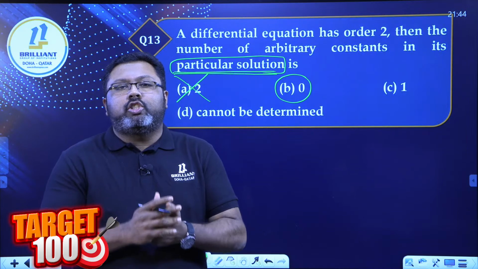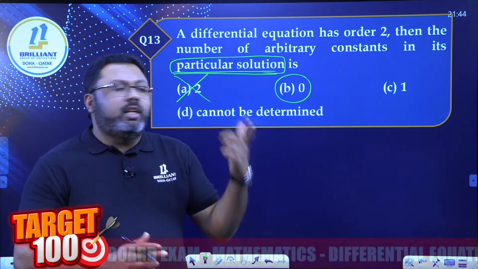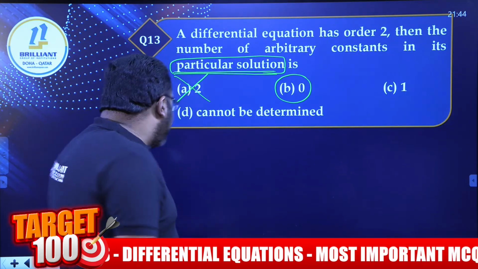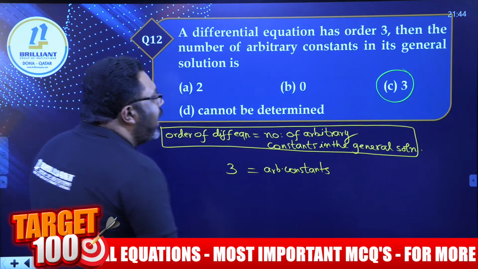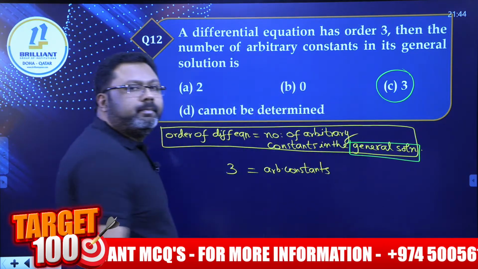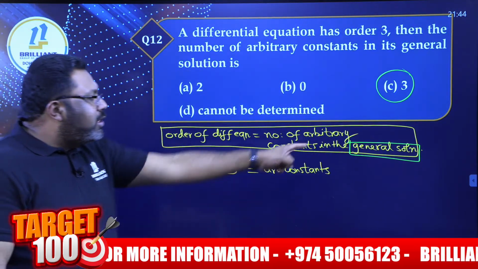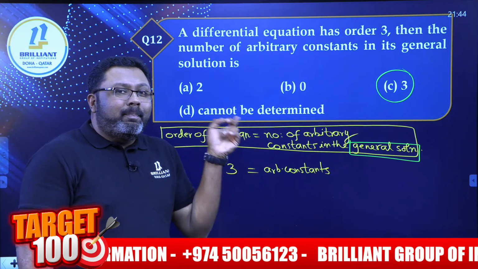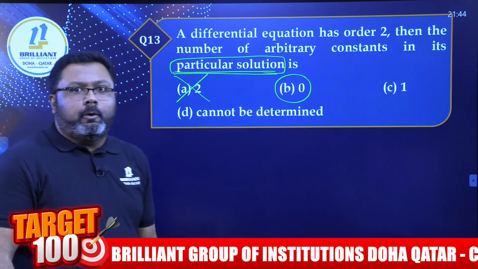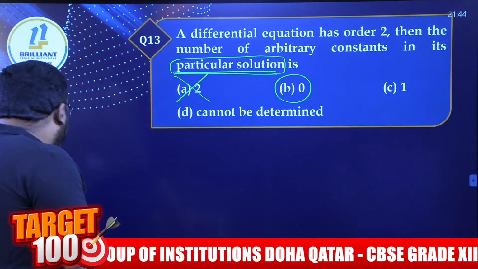The number of arbitrary constants in the particular solution of a differential equation. Answer is 0. For particular solution, 0. That's why my definition is very clear. I mentioned the word general solution. I did not say this in the beginning, otherwise you will not be very careful about this. Now nobody will forget why this is 0. Get it? Okay, now let's move on to the next question.